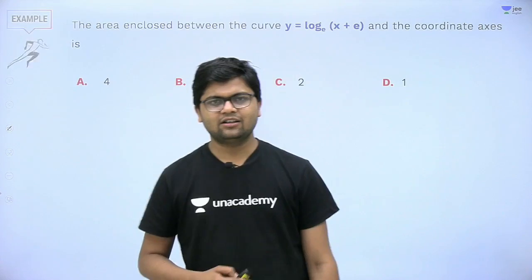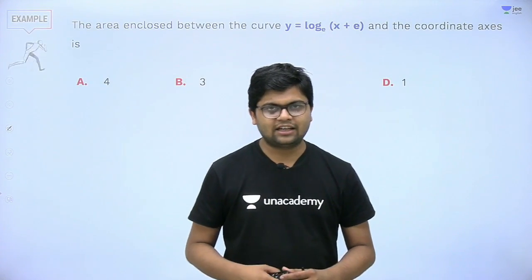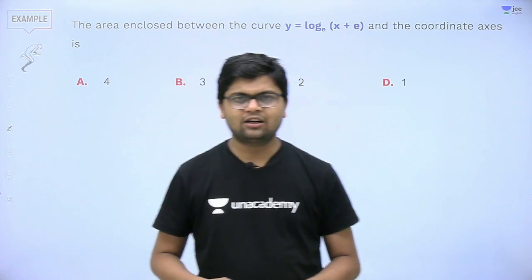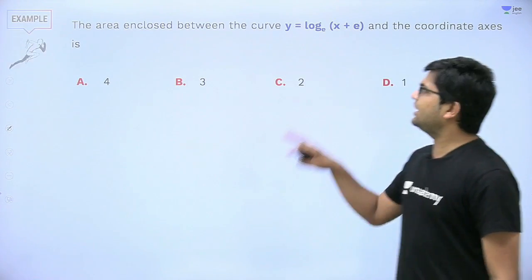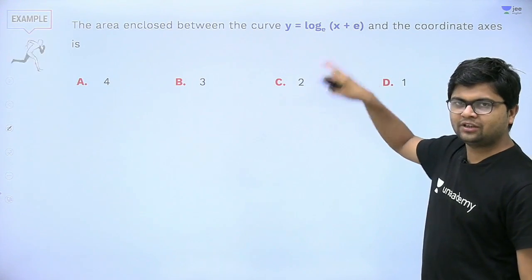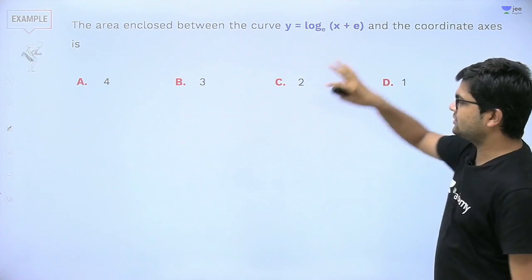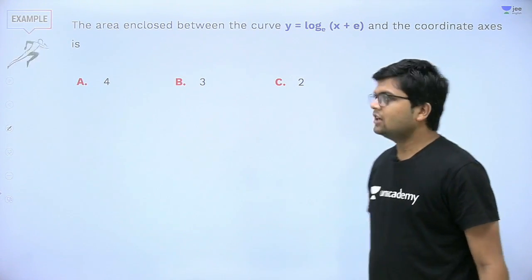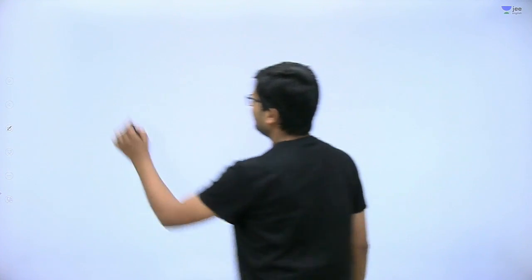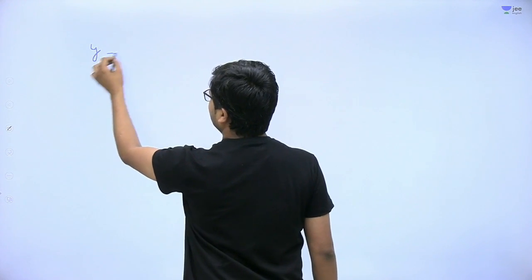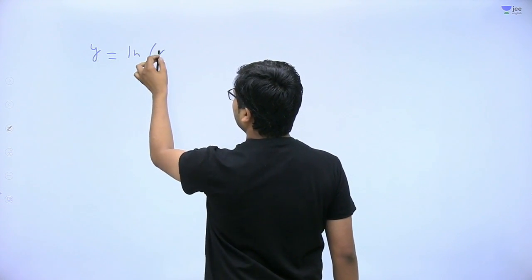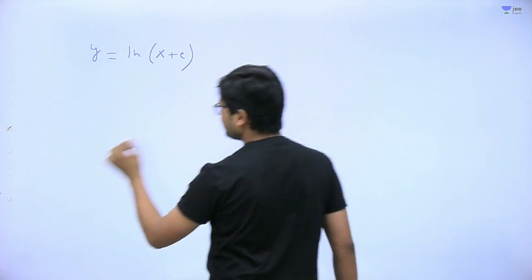Next question, let's try. The area enclosed between the curve y equal to ln of x plus e, to the base e, and the coordinate axes. This is a very wonderful question. First of all, let's analyze this function, ln of x plus e.